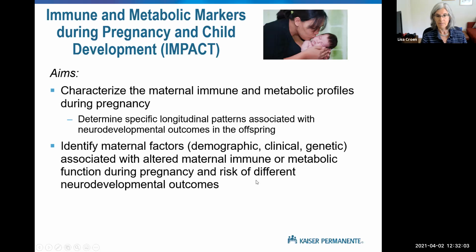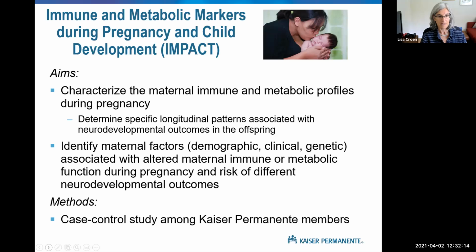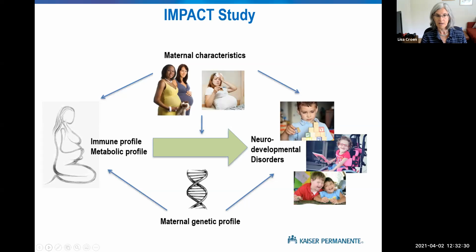Both immune conditions and metabolic conditions can lead to inflammation. So this is our underlying hypothesis, about maternal inflammation during pregnancy. This is a case control study among Kaiser Permanente members. Kids are born between 2011 and 2015, so we have lots of years of follow-up on them. And this is sort of a picture of the study, just said a different way. Our main exposure is the immune profile and the metabolic profile. We're determining this both from biomarker data.